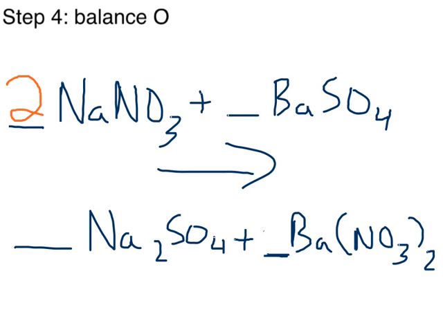Step 4 is to balance any oxygens. Now, I'm going to give you a little trick here. If there's no oxygens by themselves or in compounds like water, carbon dioxide, etc., then they're already balanced. Okay? You've got polyatomic ions here, and because the polyatomic ions are balanced, your oxygens are already balanced. So you don't have to do it again.